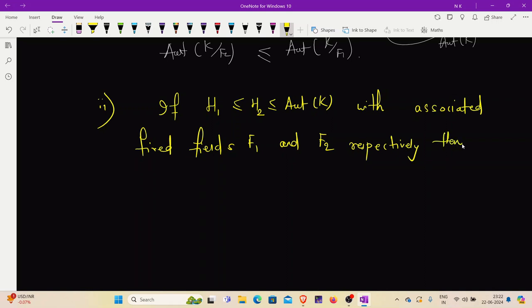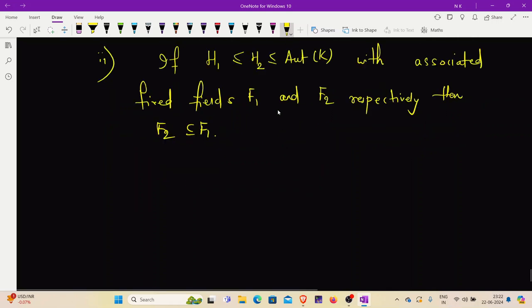Then F2 is contained in F1, right? This is again very easy to prove. Okay, so let's establish this fact.